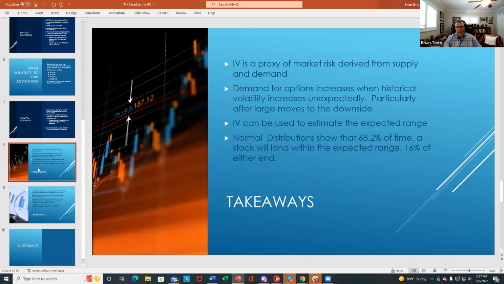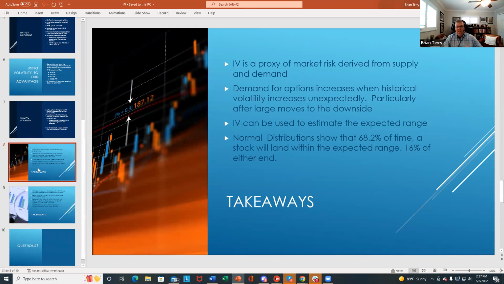So here's a few takeaways. And again, I think if you just remember these things, you're going to be ahead of 90% of the option traders out there. So IV is just a proxy for market risk, and it's derived by supply and demand and perceived risk in the market.